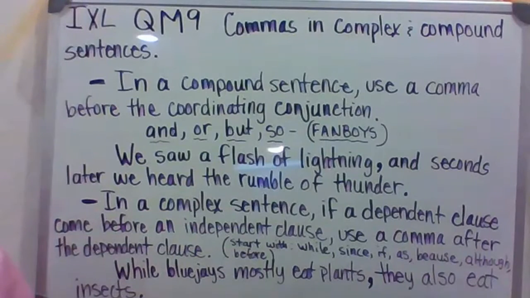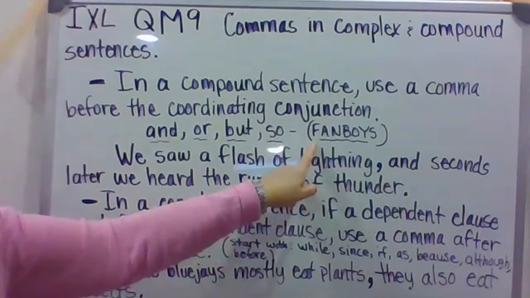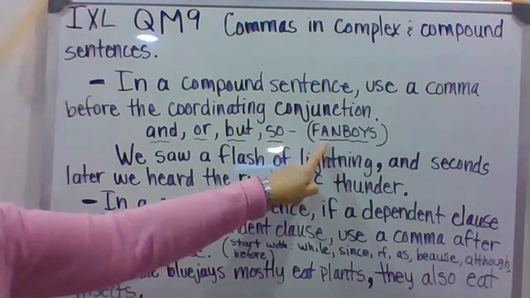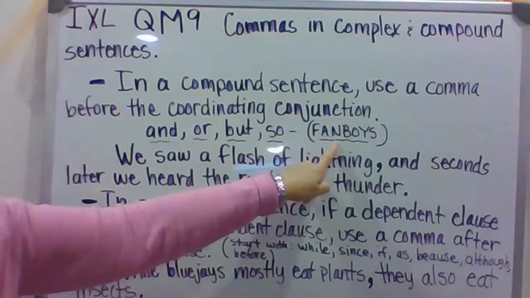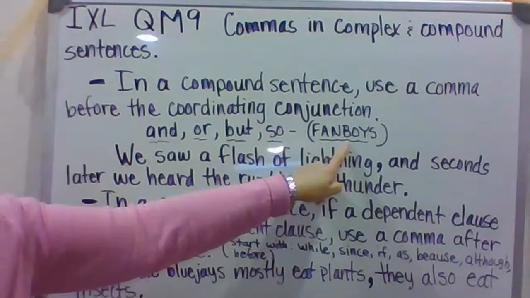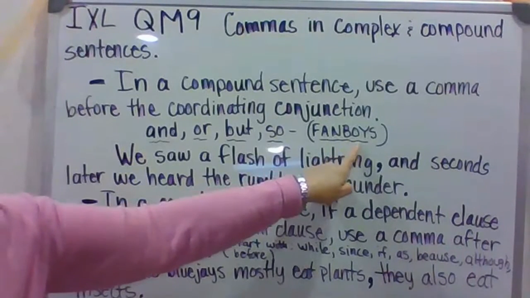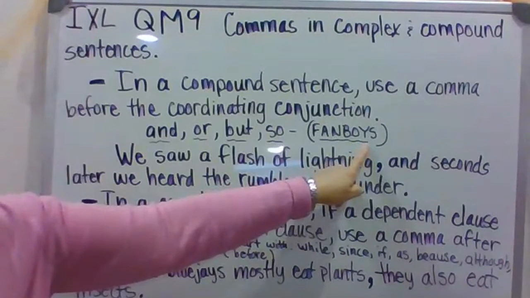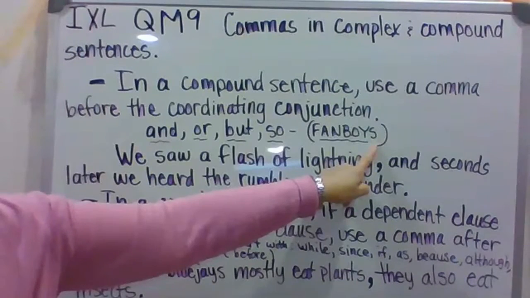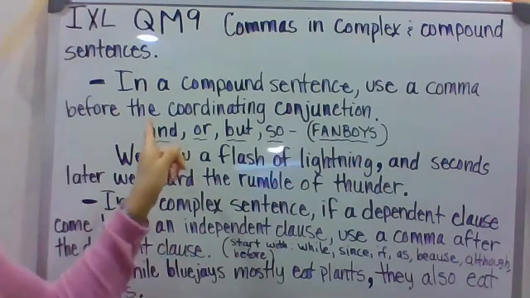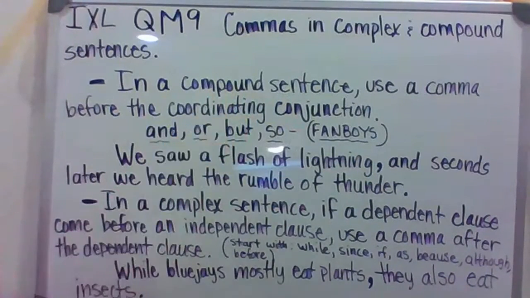What are those FANBOYS? F stands for for, so for is a conjunction. What does the A stand for? And, good. And is a conjunction. N is for nor, good. B is for but. O is for or, good. Y is for yet. And S is for so. All right, good job.